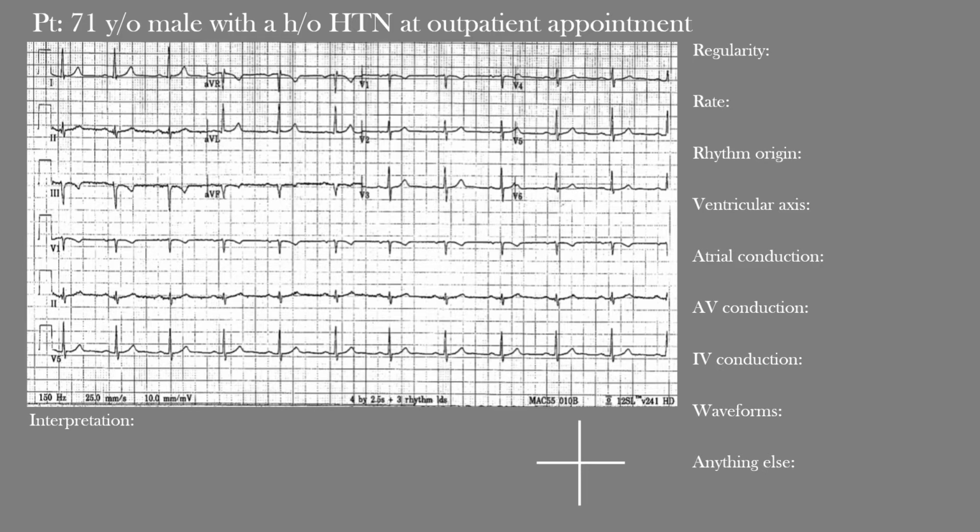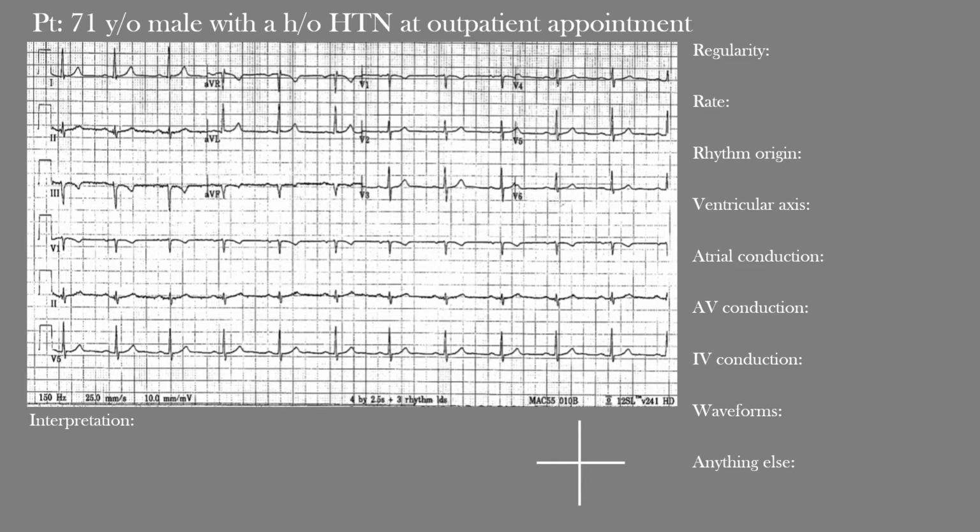Next, we have the heart rate. Then we'll look at the rhythm's origin. That is, where is the rhythm actually originating from within the heart? And then we'll find the ventricular or QRS axis, which could help us with our differential diagnosis. Then there's the atrial, atrioventricular, and intraventricular conduction, looking at if there are any conduction abnormalities or not.